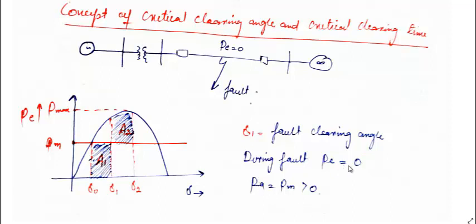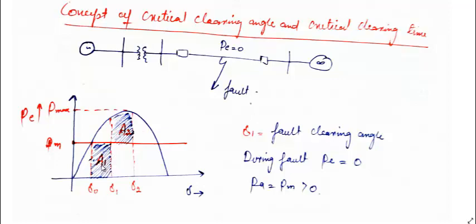So during the fault Pe is equal to 0, and then Pe is greater than 0; it results in acceleration and then deceleration. This happens. But here we have cleared the fault at delta 1. Let us say we do not clear at delta 1, we clear at this point. You can see this area has to increase now from this point to this point, so that this area A2 will be equal to this area A1.